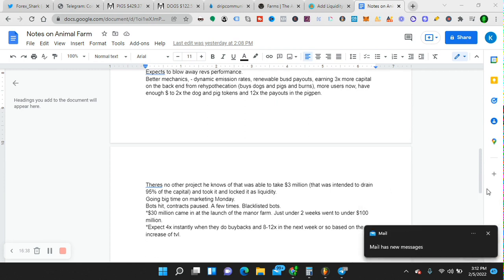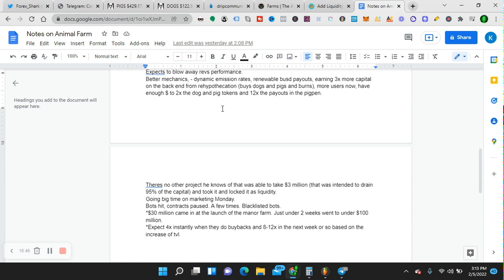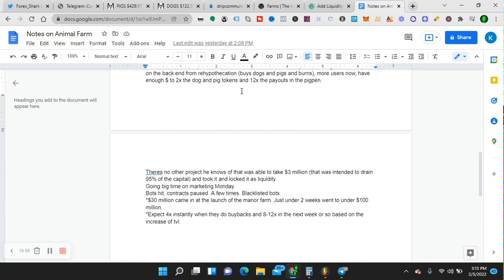So expect better mechanics, dynamic emissions rates, renewable BUSD payouts, earning 3x more capital on the back end from rehypothecation, buys dogs and pigs and burns. More users now have enough money to 2x the dog and pig tokens and 12x the payouts in the pig pen. I know I'm repetitious with some of this.